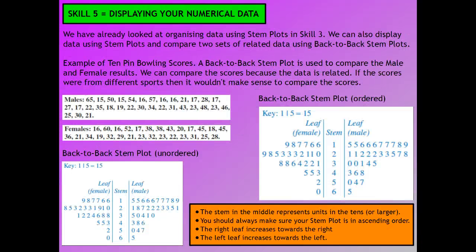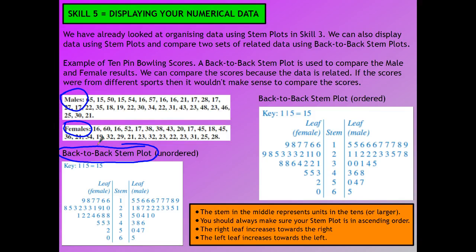A second way is to use stem plots, but here we're going to look at back-to-back stem plots. So we're looking at results where you can compare two different sections of your numerical data. An example might be if you go 10-pin bowling with your class, you might have the male results and the female results, and you might want to compare them. So what we create is what's called a back-to-back stem plot.